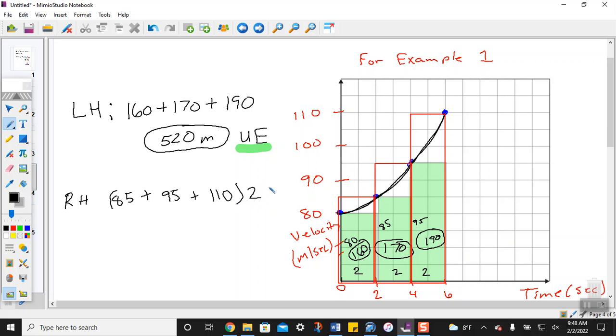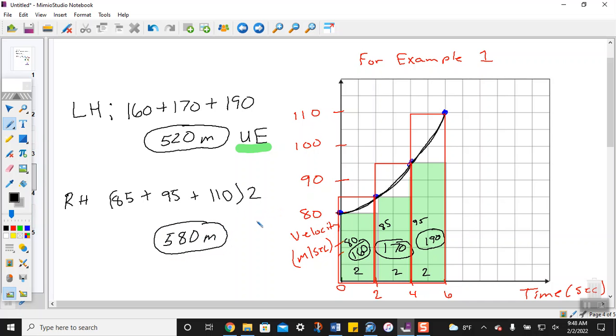Alright? So, we're gonna add 85 and 95, which I think is 180, plus 110, which is, I think, 290. We're gonna take 290 times 2. I've got 580 meters. Okay?